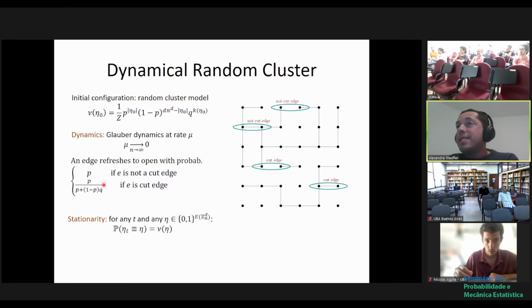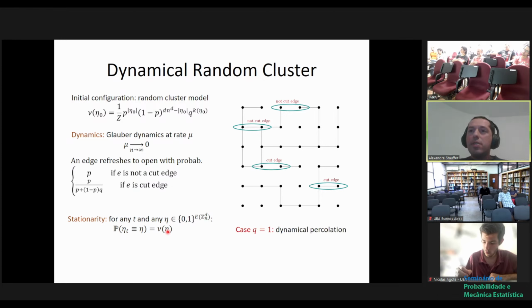And again, this is stationary. We start with a random cluster measure. We choose a Glauber dynamics that has the random cluster measure as a stationary measure, so that for any t, the probability that the environment is equal to a given configuration eta is just the random cluster measure. And the walker is always doing the same thing: it jumps at rate 1, chooses a neighbor uniformly at random on the torus, and jumps there if the edge is open at that time.